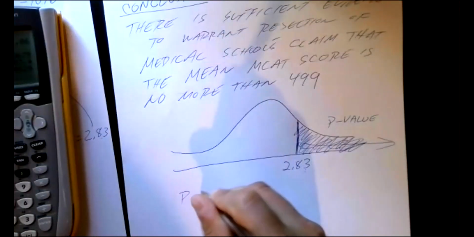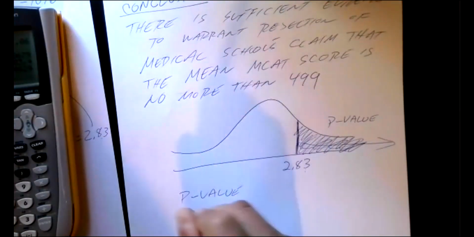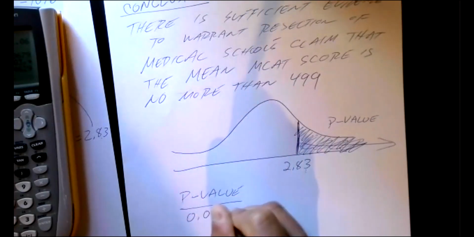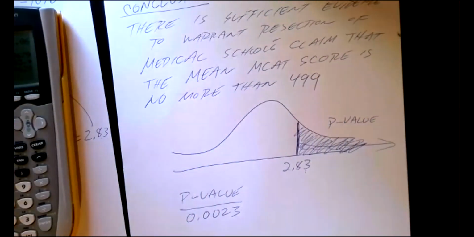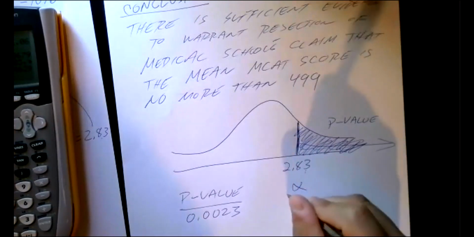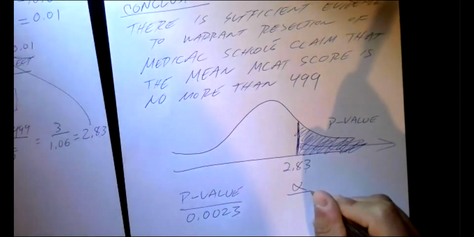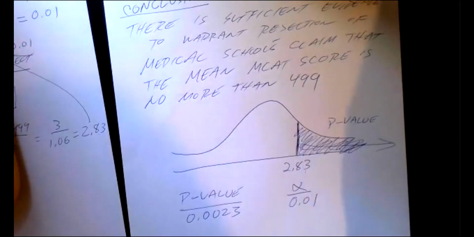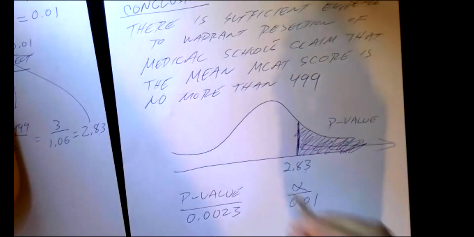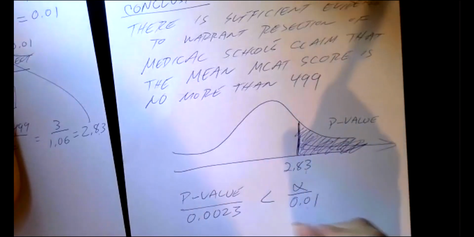The p-value, 0.0023. The alpha value is 0.01. The p-value is smaller than the alpha value. Therefore, you would still reject.